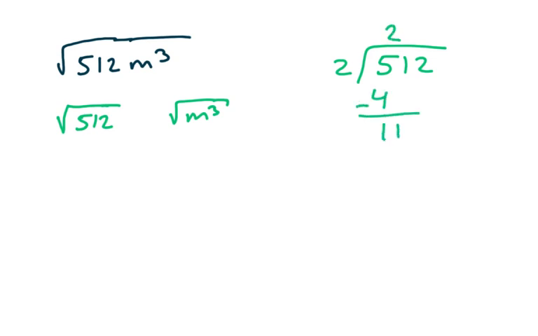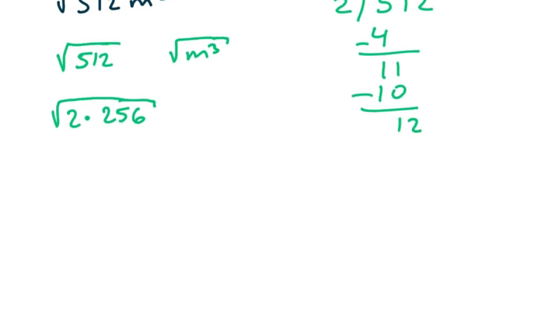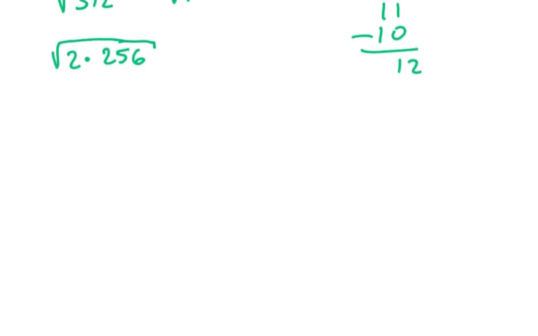2 goes into 5 2 times, 2 goes into 11 5 times. 2 goes into 12 6 times, so this becomes 2 times 256. Now, some of you may know what 256 breaks down to, but I'm going to assume that we don't, so we're going to just keep breaking it down. So I know 256 is divisible by 2.